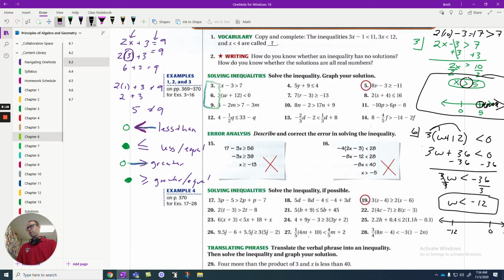I'm going to change colors real quick. All right, this does not have that equal to bar, so I'm going to use an open circle. And this arrow says go to the left, right? That's an arrow to the left. So I'm going to shade everything over here and draw an arrow to say go left. And there's my answer to number 6.